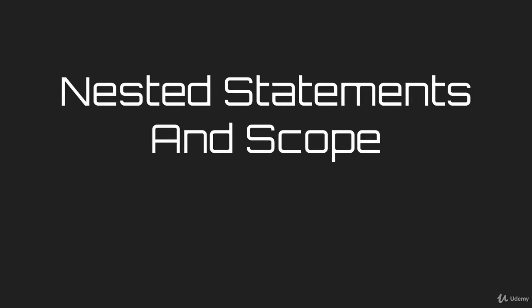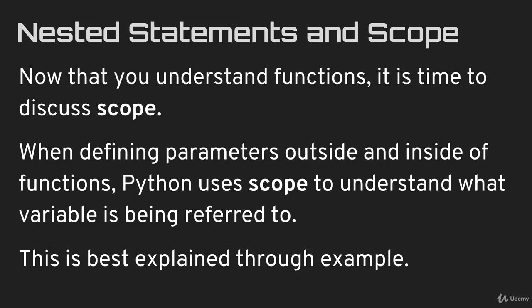Welcome back to this discussion on nested statements and scope. Now that you understand functions, it's time to discuss scope. When defining parameters outside and inside of functions, Python uses scope to understand what variable is being referred to inside of the function. This is best explained through example, so let's open up a Jupyter Notebook and see what we're talking about.